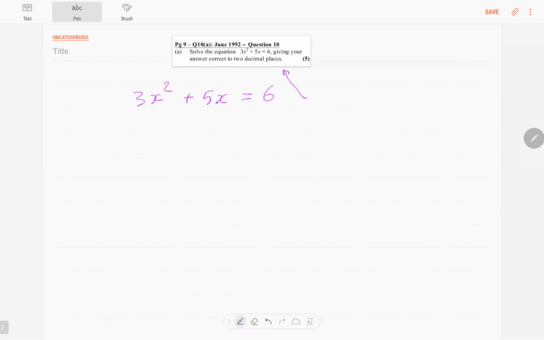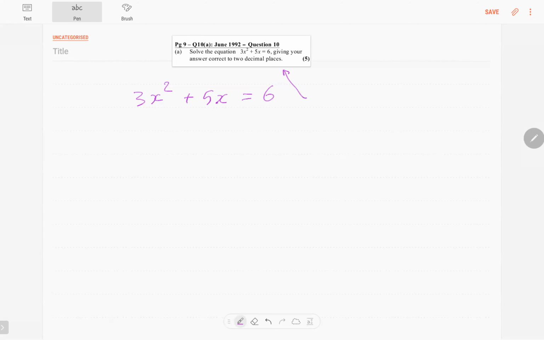Now, because the question said give our answer correct to 2 decimal places, that's like a hint that it cannot be factorized. That is why they tell us to give the answer correct to 2 decimal places. They are basically telling us that it cannot be factorized, and we have to use the quadratic formula. Remember, all quadratic equations can be solved with the quadratic formula, but not all of them can be factorized to give us integer whole number factors like that.